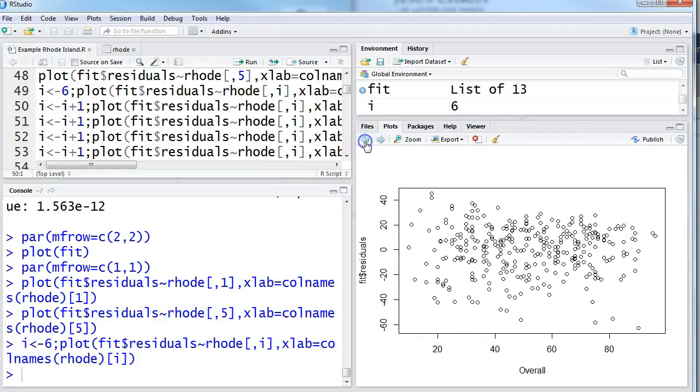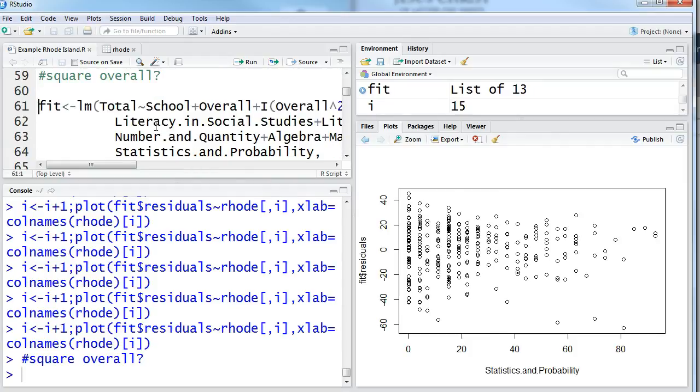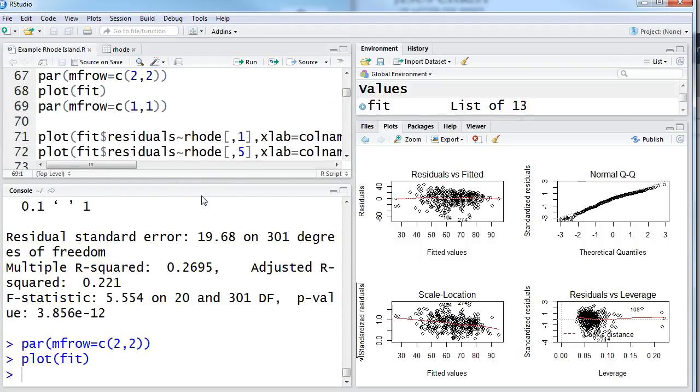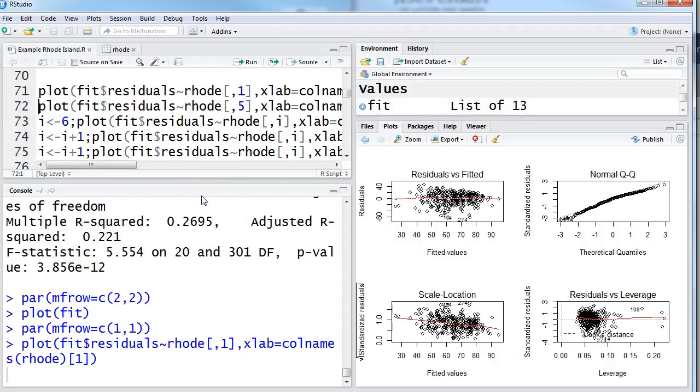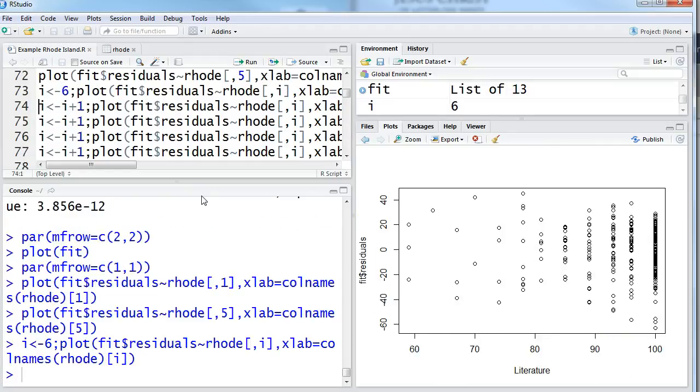And overall, maybe has some swoop, right? See how there's no data up in this corner or down here, but the data seems spread out. I'm wondering if there's a pattern somewhere. So I thought, okay, let's square overall. So here's overall, and I've got overall squared. And the residual plots look the same. And when I go through each of these, overall basically still has the same pattern.